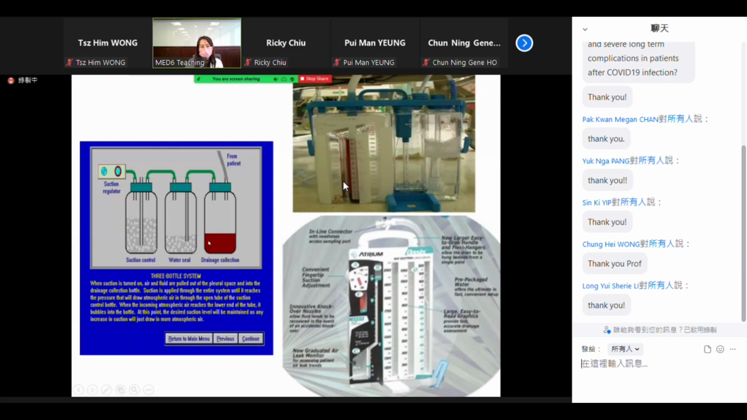So the collecting chamber is here for the modern chest drain box. The collecting chamber corresponds to here, and the underwater seal here corresponds to here. And sometimes we have to add suction, so the suction control is over here. So we will add some water and then apply the suction. This three-bottle system, you have to understand the concept.